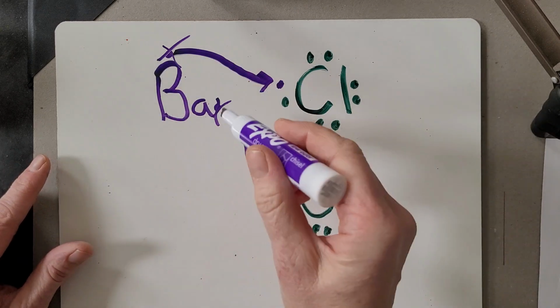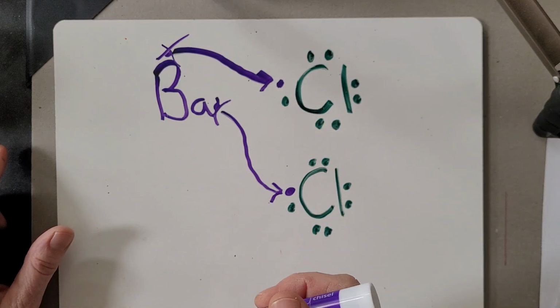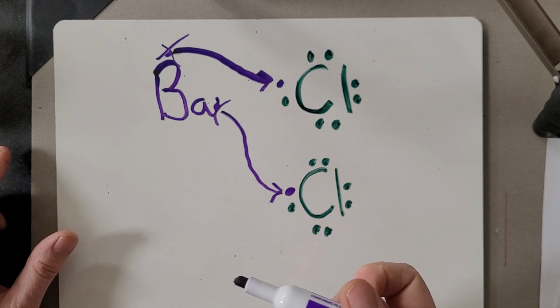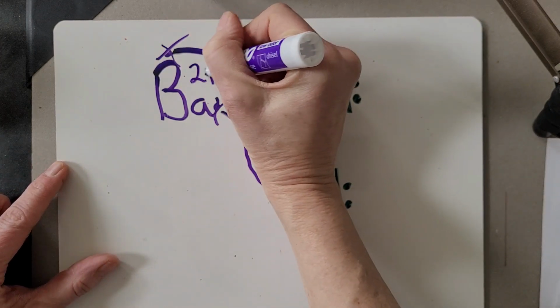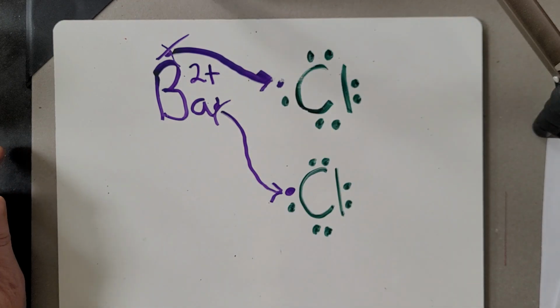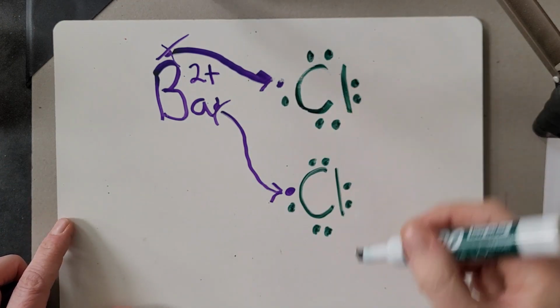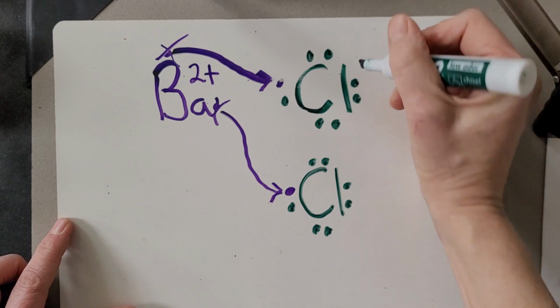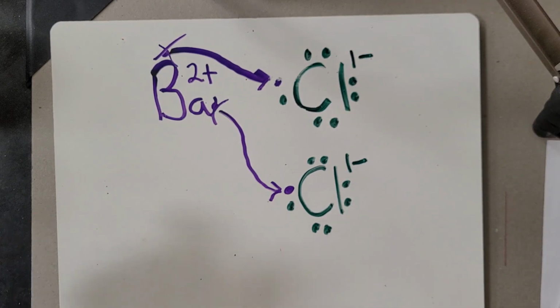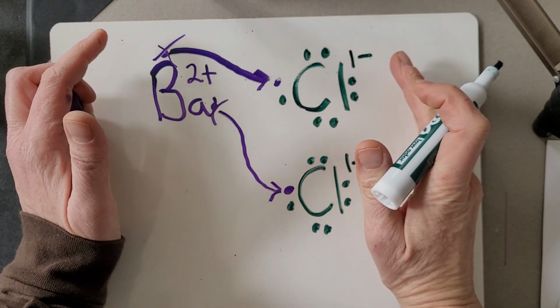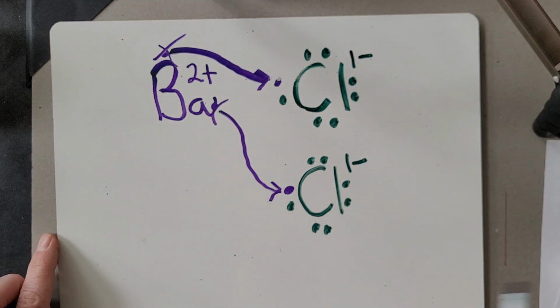So barium lost 2 electrons. For each electron you lose, you become 1 plus more positive. So this is going to be a 2 plus ion, right? Because it lost 2 electrons. And each chloride gained 1 electron, so each one will be 1 minus, like that. Now net charge for my compound is 0, and I can predict my formula.